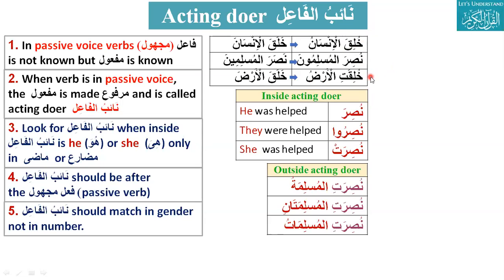Nusir al Muslimuna. So here number is not matched. This is plural and this is singular. And here khuliqatil ardu, gender is matched. Gender should be matched. Number should not necessarily be matched. It is not necessary that number should match. Only gender should match. We will see here.